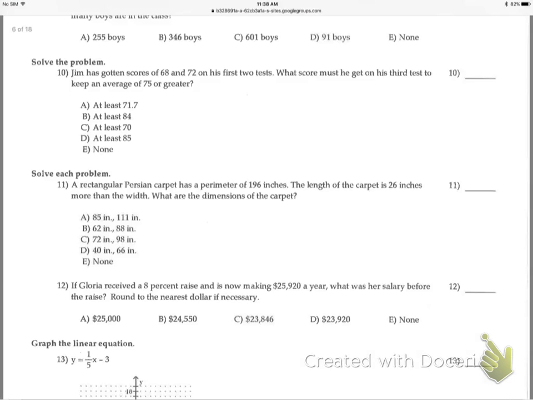Let's keep going. All right, number 11, another word problem. Rectangular Persian carpet, perimeter 196. All you need is rectangle, 196, perimeter. So don't say it out loud. Give everybody a chance. See if you can come up with a formula on that one.